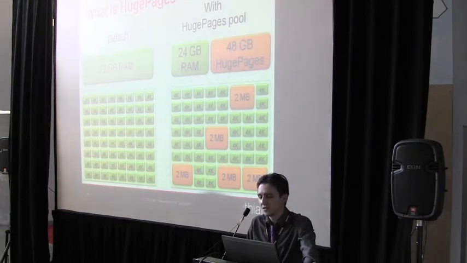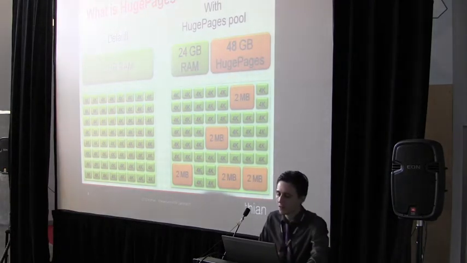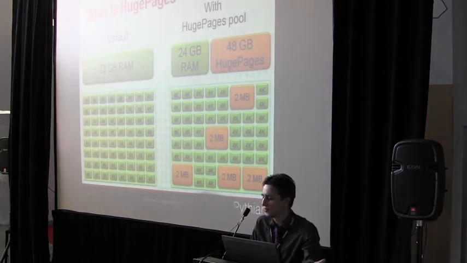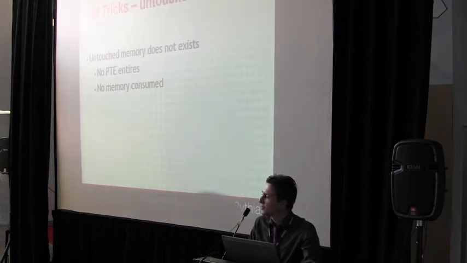Here is a visual representation. So imagine 72 gigabytes of RAM. Without huge pages, everything is managed in 4K chunks. If you define a 48 gigabyte huge page pool, then some of these 4Ks will be merged together to form a 2 megabyte block, and this will be your huge pages. We're going to come back to huge pages a bit later again.